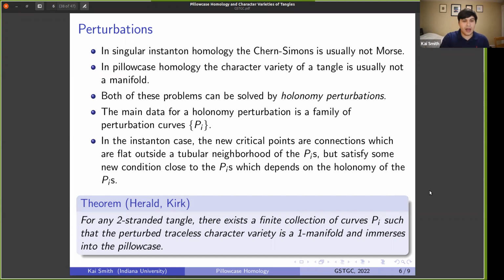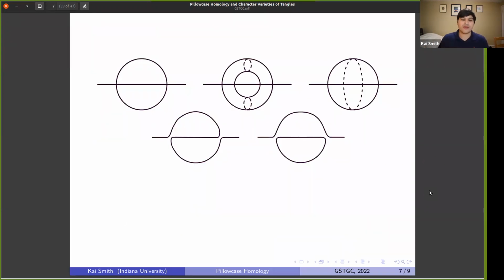So let's look at what can happen when you try to perturb a character variety. Here are our three examples of a bad character variety. When adding a perturbation curve, we'll smooth it out so it looks like a one manifold. For example, this example on the left might smooth out to one of these cases.